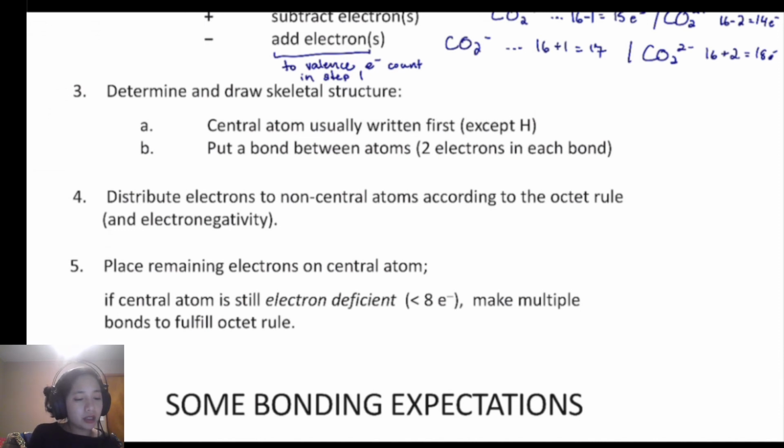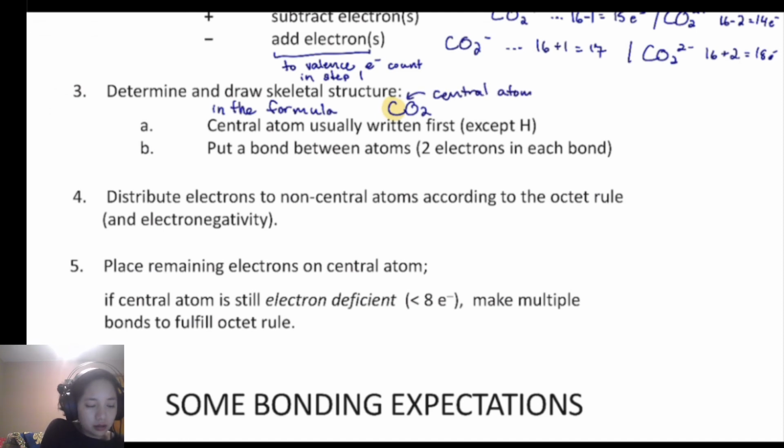So typically, in the formula, the central atom is usually written first, unless it's hydrogen. So for example, CO2, this is how it's written: C, this carbon will be the central atom, typically. So the formula typically gives the central atom away. Just like how we drew it before, carbon will be the center, so we know that the oxygens will flank the carbon on either side.